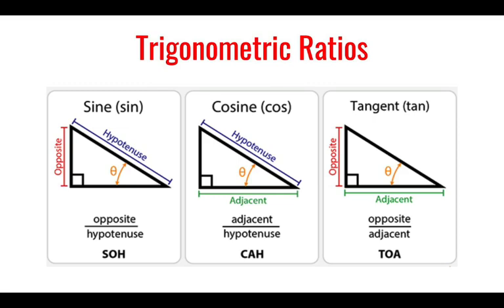So here are the trigonometric ratios. Again, one more time, just so you have them individually broken up. Sine, again, is the opposite over hypotenuse. Cosine is the adjacent over hypotenuse. And tangent is the opposite over adjacent. SOHCAHTOA. Some Old Hippie Caught Another Hippie Tripping on Acid.